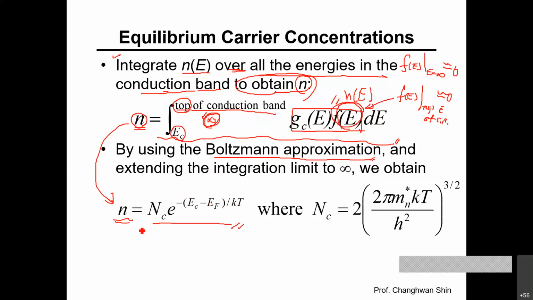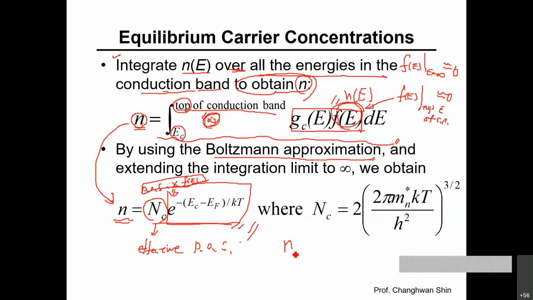And herein, n sub c indicates effective density of state. And on the right-hand side you can see the approximated Fermi function. So here, density of state times Fermi function. This concept has been well expressed with the two terms, effective density of state times exponential stuff. So try to remember this equation.